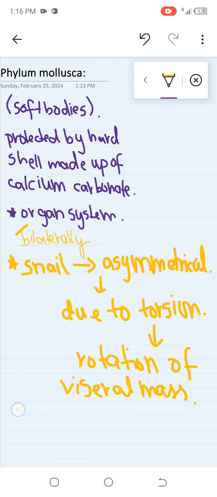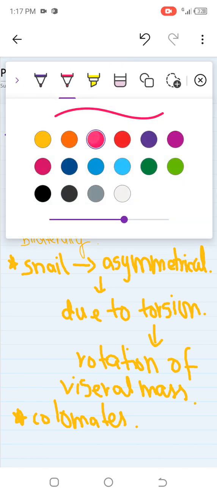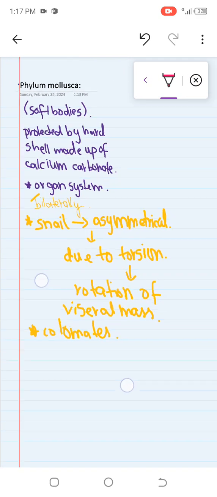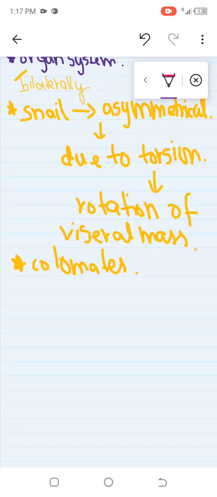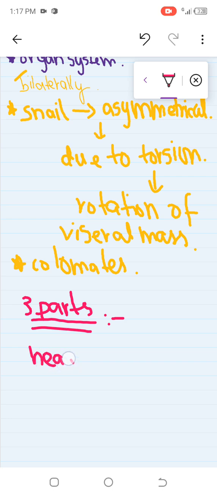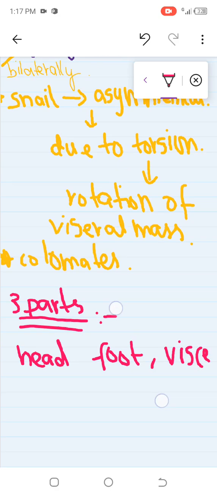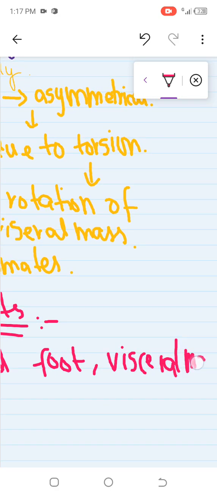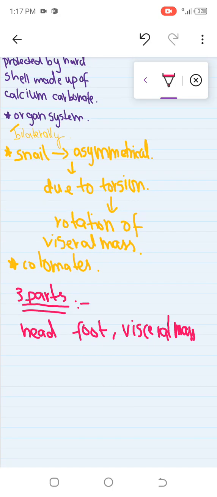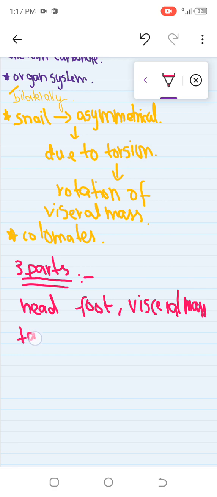With that, another feature: they are coelomates, they have a coelom. The phylum Mollusca includes three parts. Number one is the head, another is the foot, and third is the visceral mass. In the head region, tentacles are present, and these tentacles help in sensing.